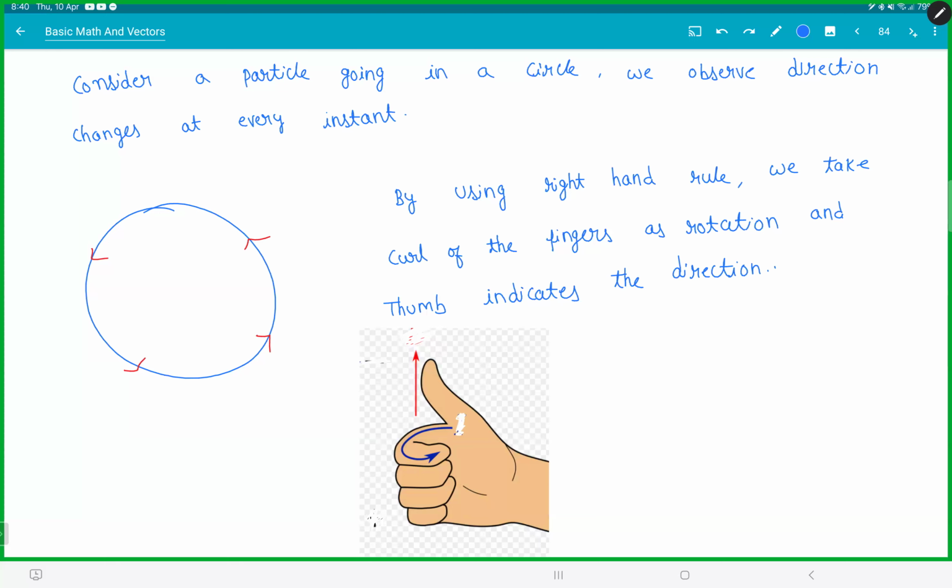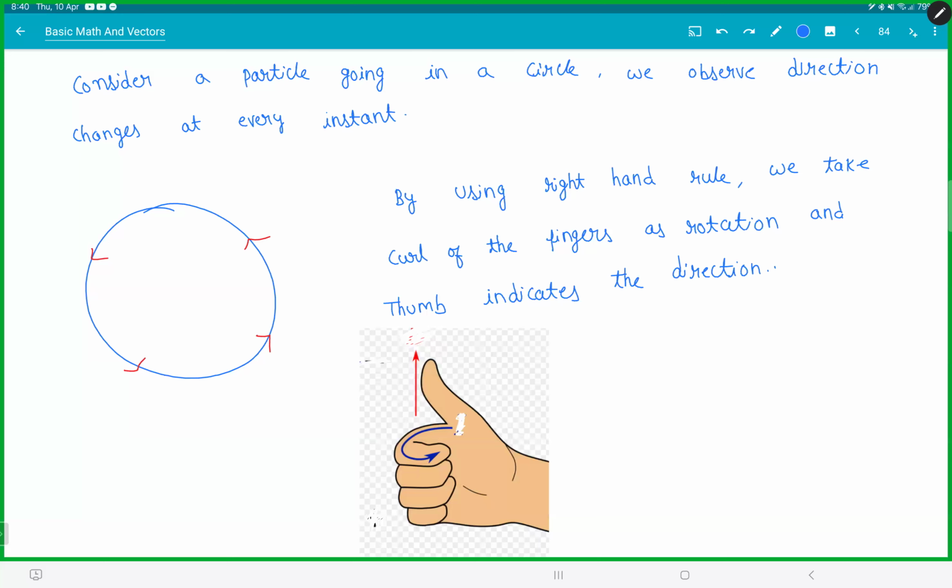look at my screen. If this is the book, and the particle is going like this in a circle, what you do is take your hand and make the fingers go in the direction of the particle. So curl your fingers like this. Thumb is pointing which way? Outward. Suppose the particle is going this way, then you have to curl your fingers in that direction and the thumb is pointing into the book. You're getting how to use the right hand rule?